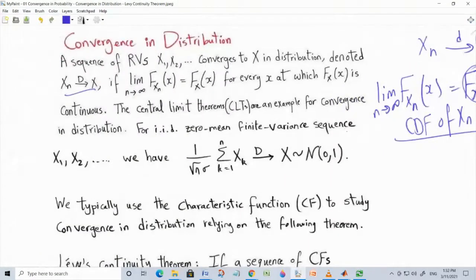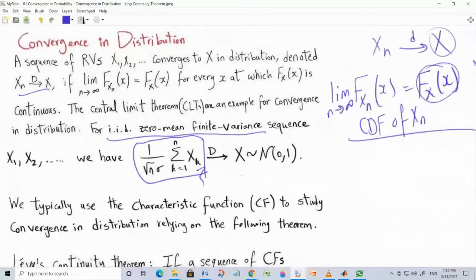Central limit theorem, or central limit theorems, because there are several versions of them. So for example, the typical version. If I just say central limit theorem, the version that will come to your mind is the IID case, in which you have those guys being zero mean, with a finite variance, and this quantity here.